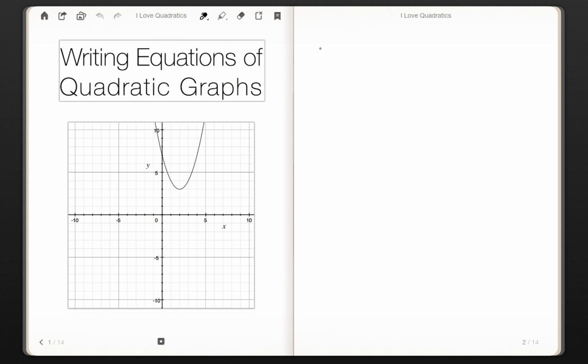Now that we've done a lot of graphing quadratics, it's time to go in the other direction. So we're going to be starting with a graph, and we're going to have to write an equation that represents this graph.